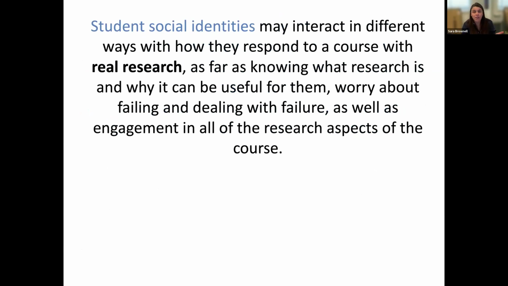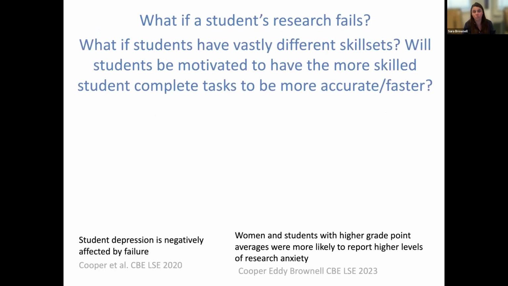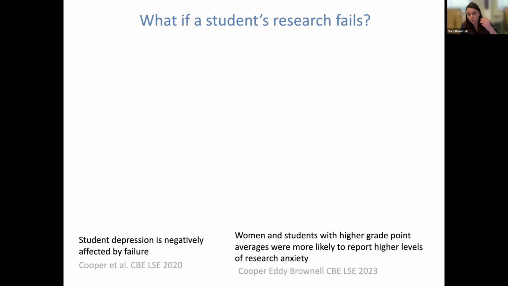Also, student social identities may interact in different ways with how they respond to a course with real research, like a course-based undergraduate research experience, as far as knowing what research is, why it can be useful for them, worry about failing, as well as engagement in all the research aspects of the course, right? So what if a student's research fails? We know that student depression is negatively affected by failure. Sure, it's bad for everyone to experience failure, but people who have depression view that failure differently. And if you are someone who has depression, I have depression, that probably resonates strongly with you. If you don't have depression, you probably don't understand that as much.